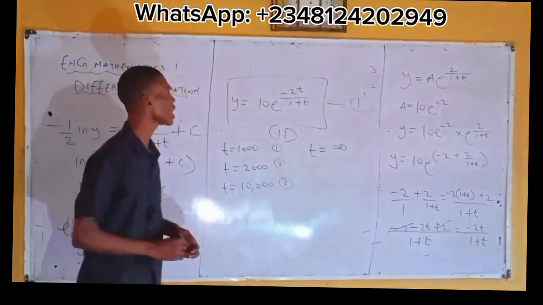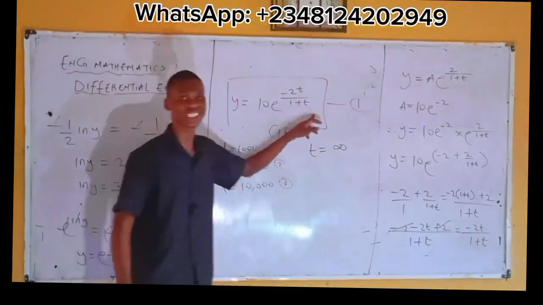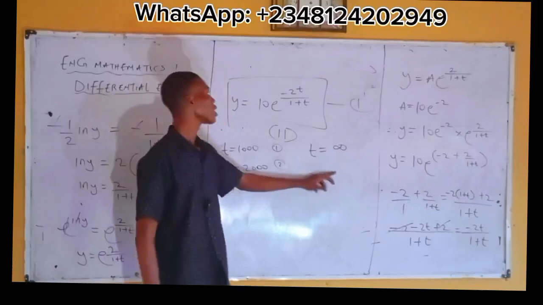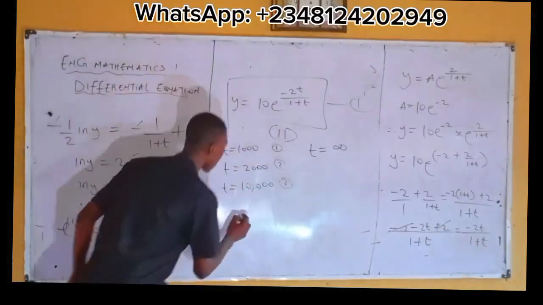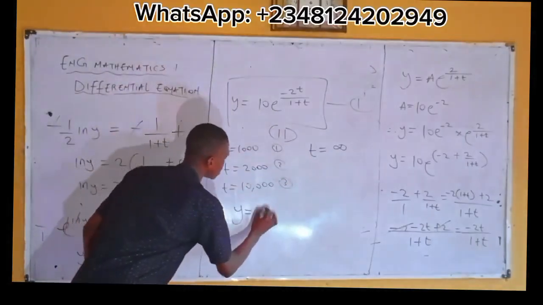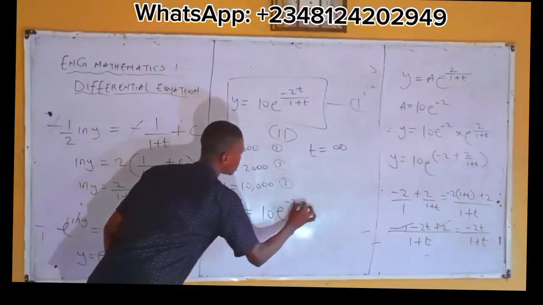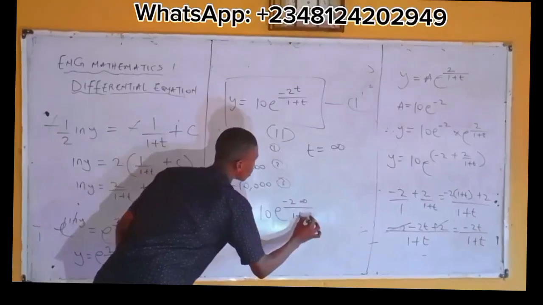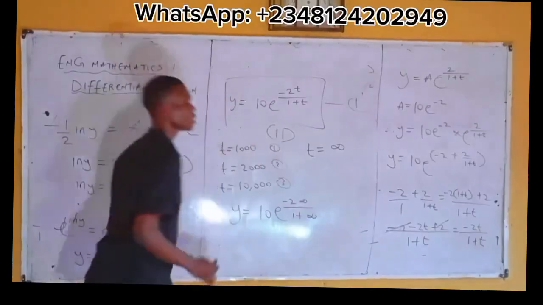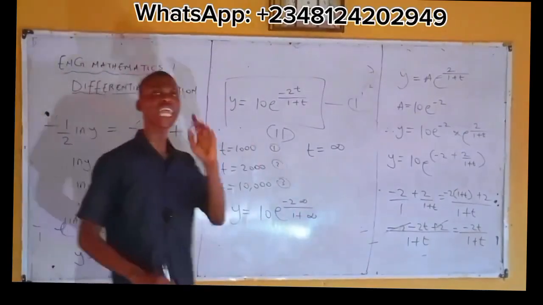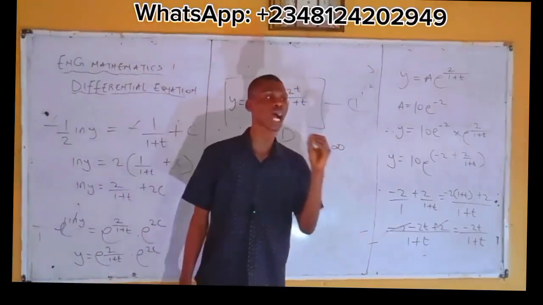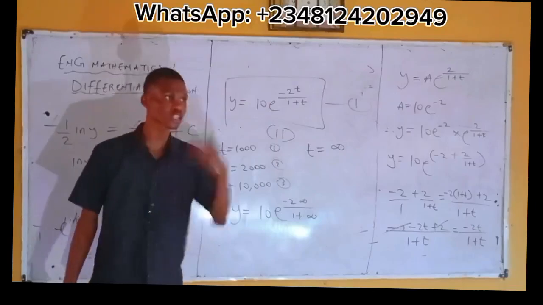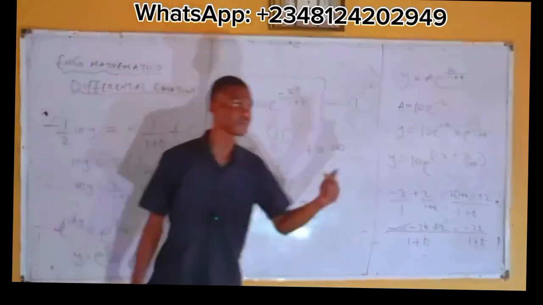Now, what this means is that given this function, anywhere I see t, I substitute infinity. So I have y equals 10 exponential negative 2 infinity divided by 1 plus infinity. The idea behind infinity is that whenever you add a number to infinity, you still have infinity. It doesn't change the value.